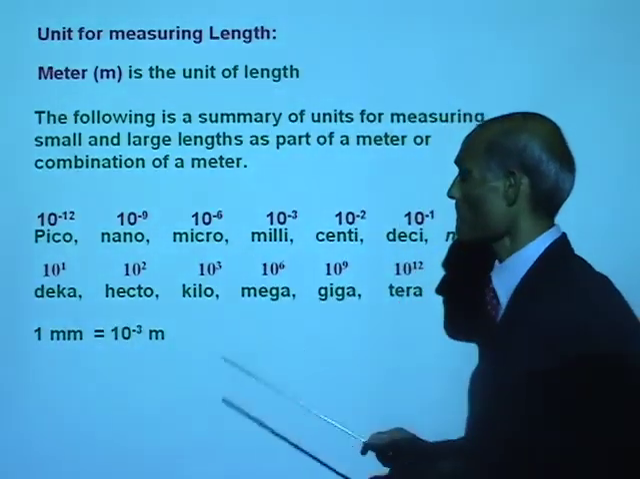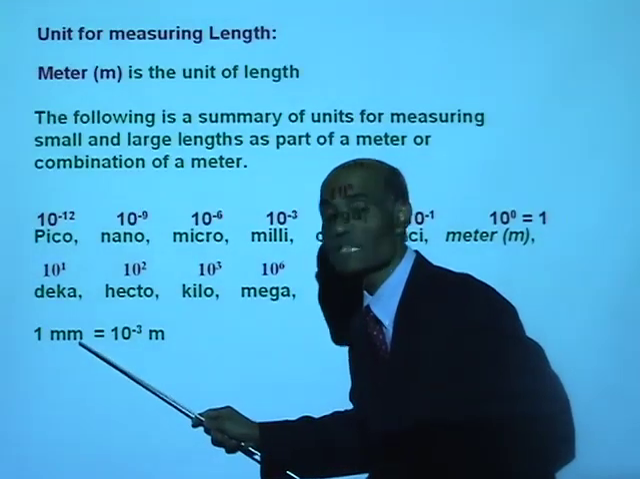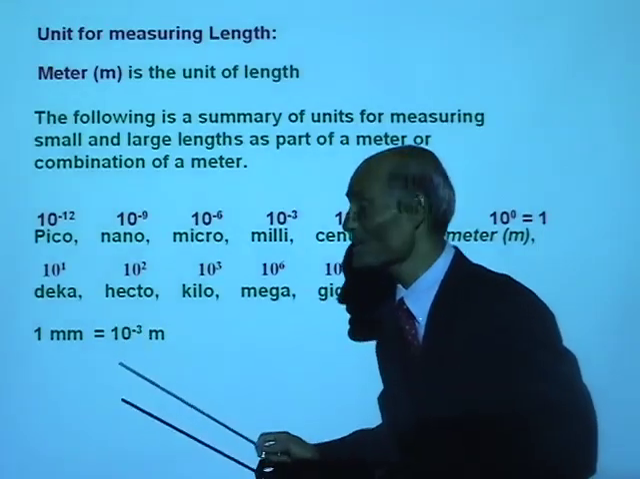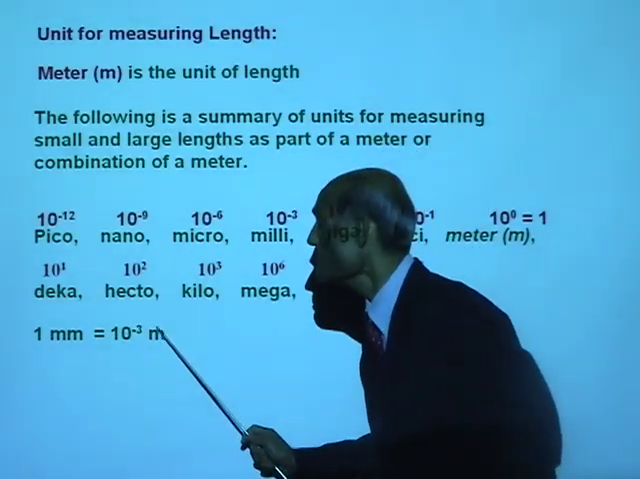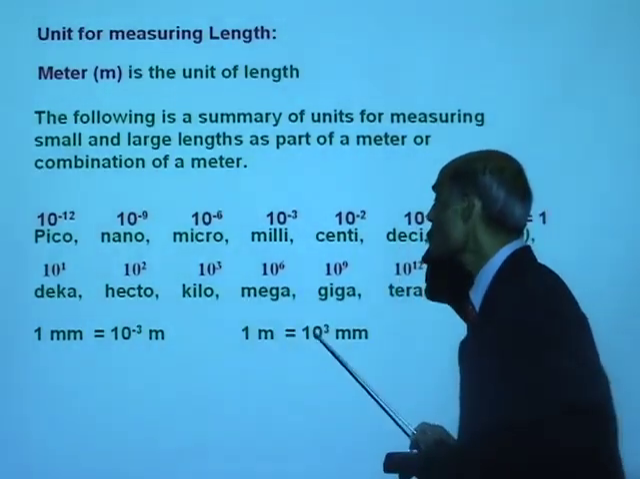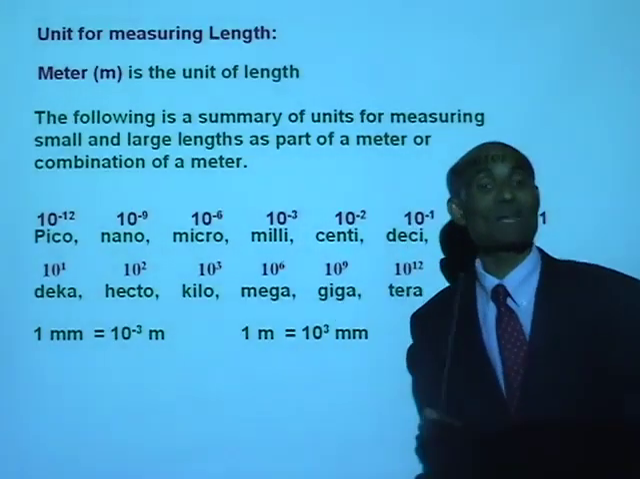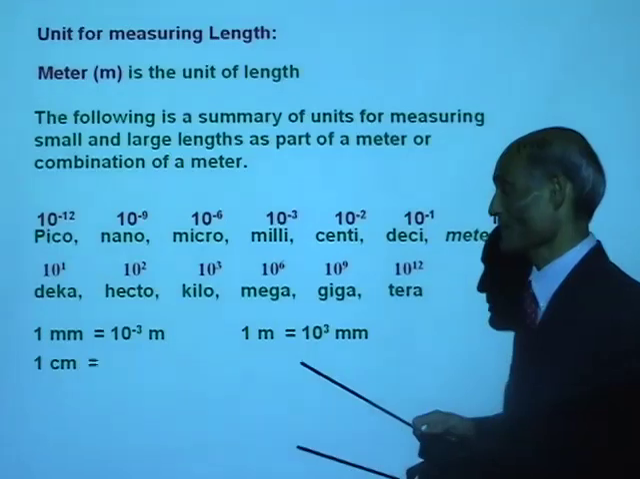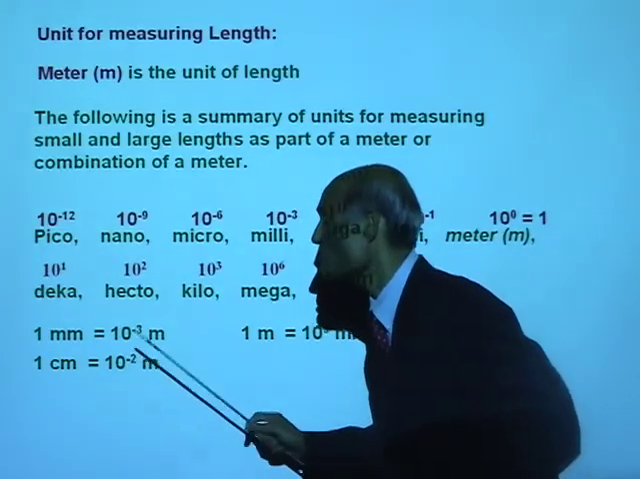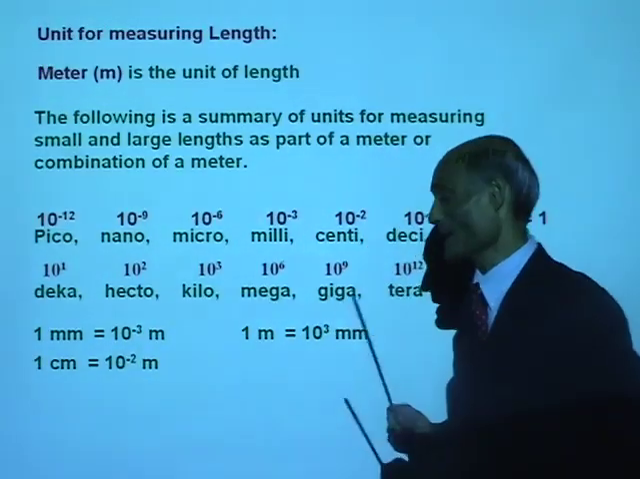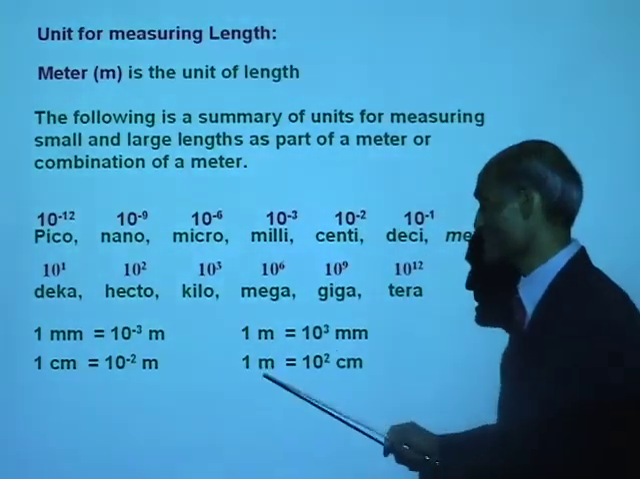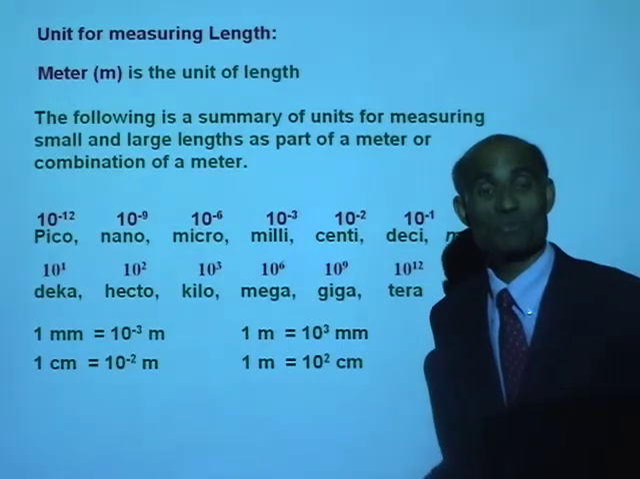Okay, let's move on. Well, we talked about this. 1 millimeter is 1,000th of a meter, 10 to the negative 3 of a meter. Therefore, 1 meter will contain how many millimeters? 1 meter will contain 1,000 millimeters. I want you to know those simple things. 1 centimeter is 100th of a meter, 10 to the power of negative 2 meter. Now tell me, 1 meter contains how many centimeters? A meter contains 10 to the power of 2 centimeters.